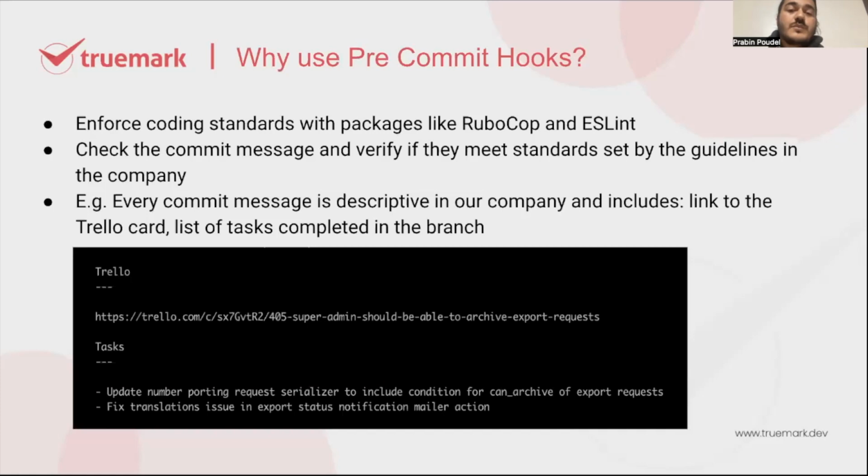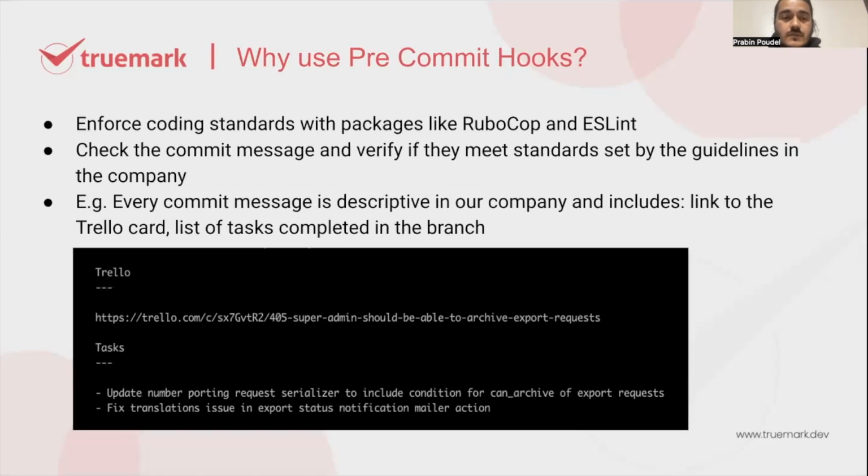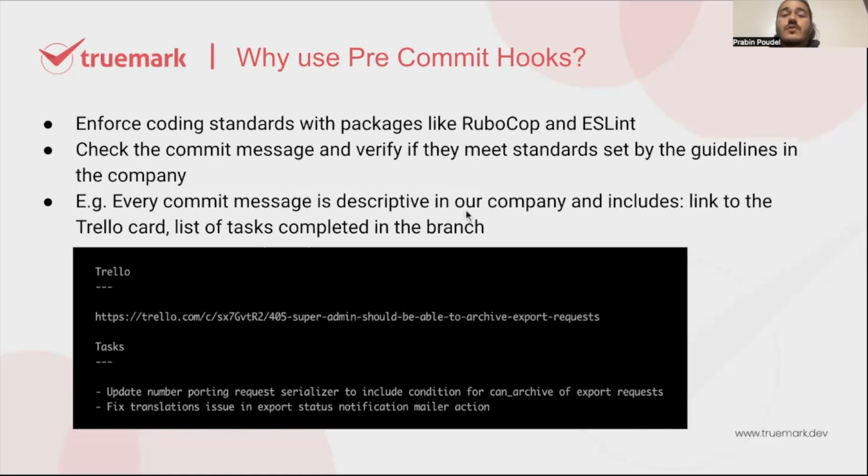So why should we use pre-commit hooks? Pre-commit hooks help us in enforcing coding standards with packages like Rubocop and ESLint. It checks the commit messages and verifies if they meet standards set by the guidelines in the company. There are two things that we can do with pre-commit hooks. We can first run static code analyzers like Rubocop and ESLint, and they will report errors if there are any issues with the changes that we have made in that particular commit. And another one is we can use a pre-commit hook to check the commit messages to see if they are up to standards.